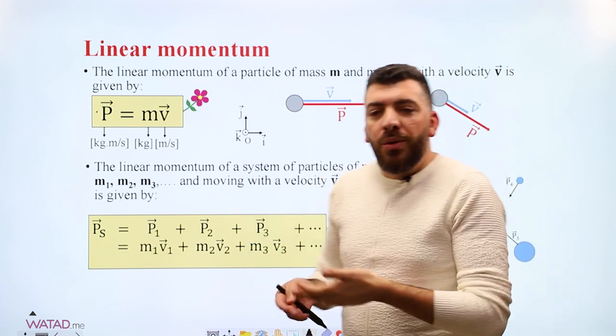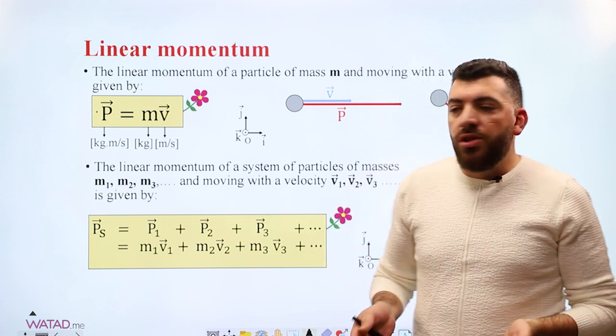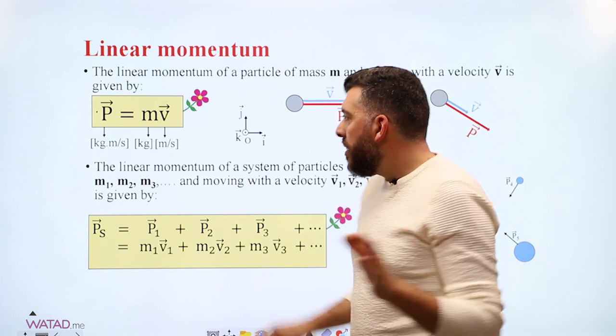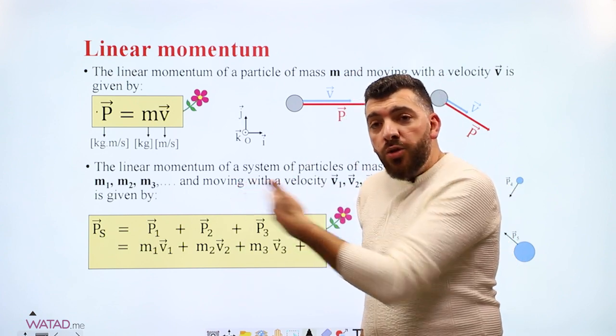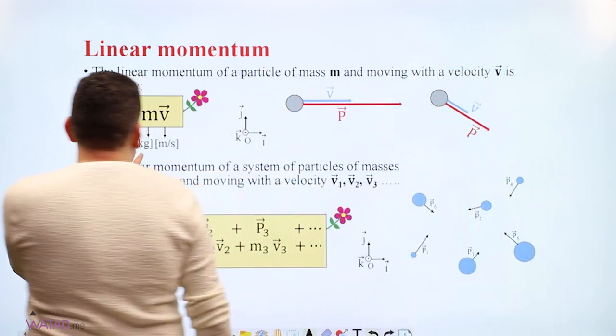As a definition, linear momentum is very easy to find. We are familiar with the velocity, we have no problem with velocity, so we multiply it by the mass of the object, and we get the linear momentum. The importance of linear momentum we will see later in this chapter. As a definition, it's very simple.